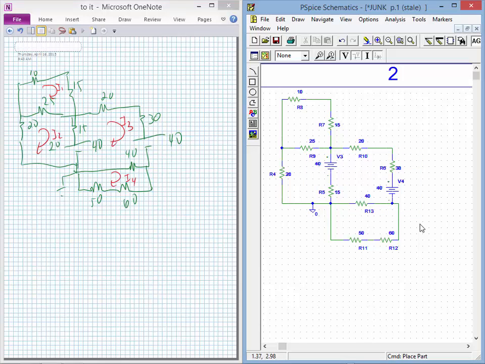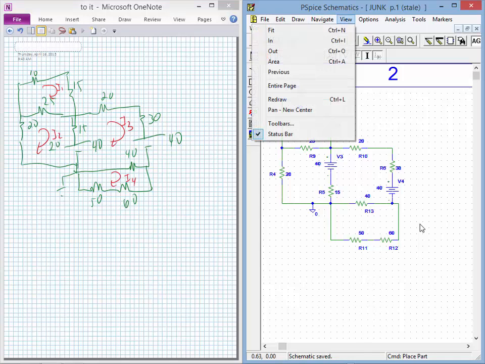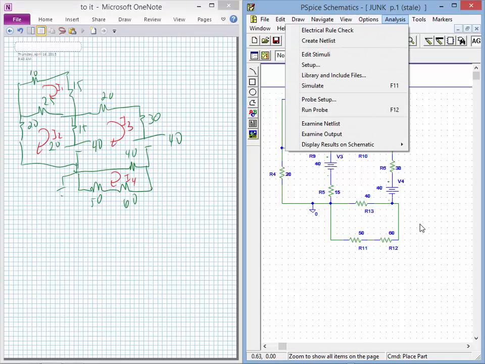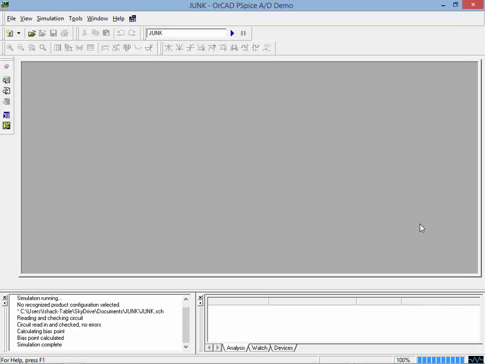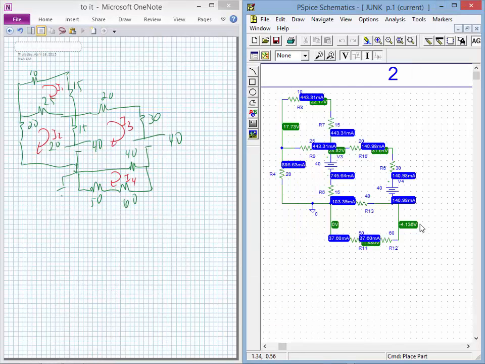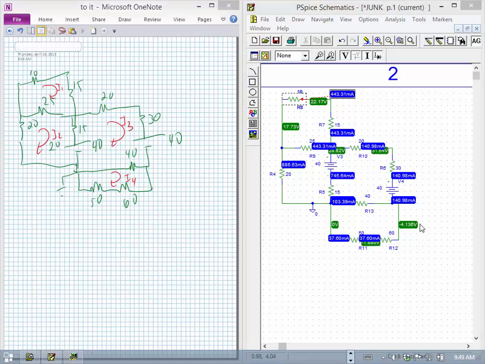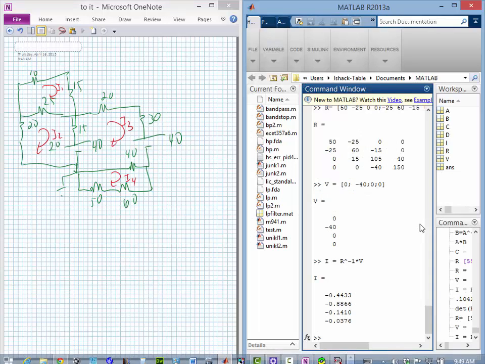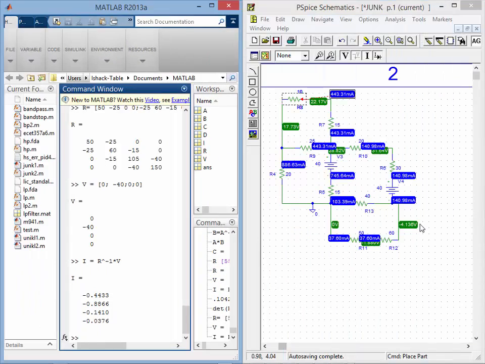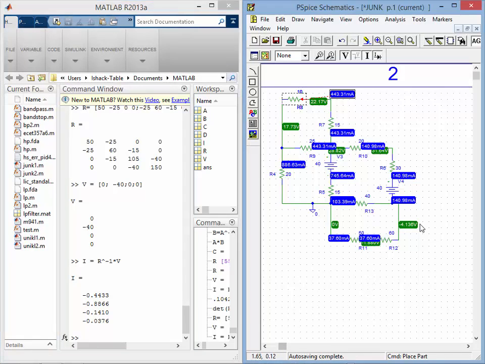Does that circuit look the same? So let's go ahead and save it. Let's do a simulate. Again, right there. And I'm going to bring up the MATLAB solution, because that's what we're comparing this against right here.